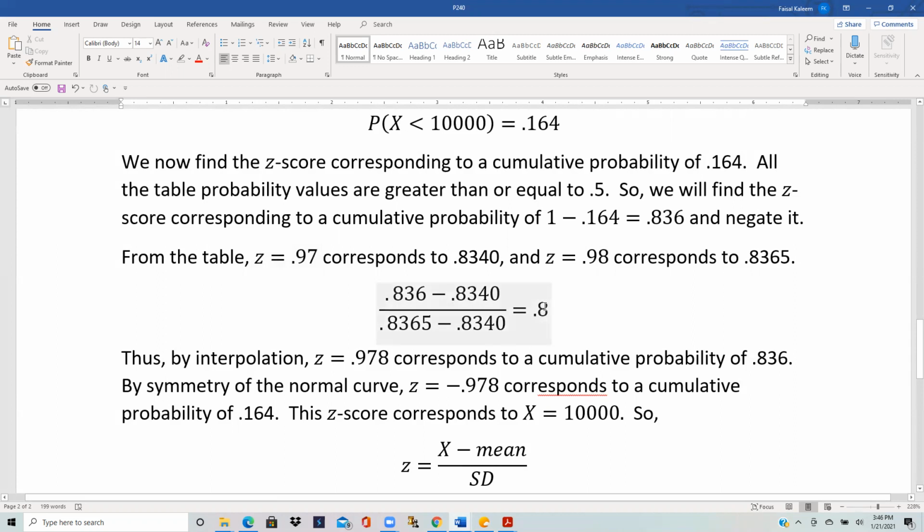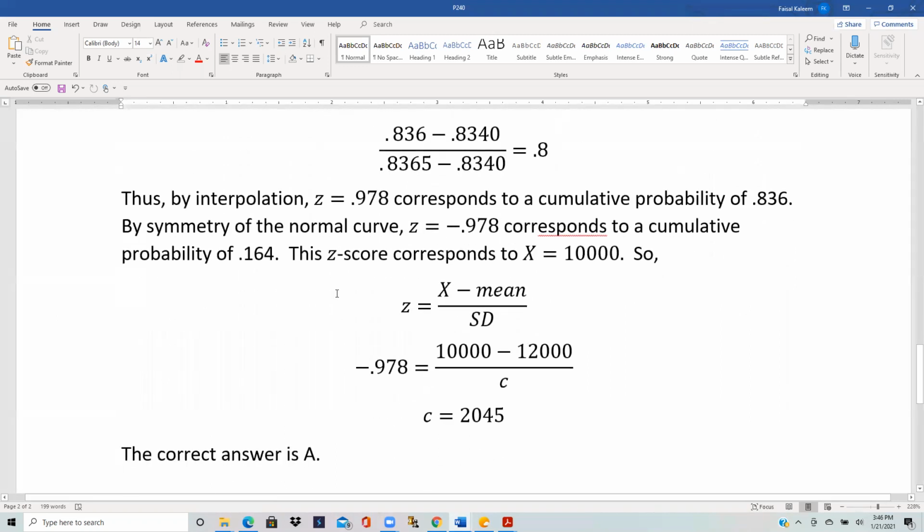Or in a way, you can think that if you find this expression to one decimal place, that gives you the third decimal place in the lower z value. So 0.978 is the z value that corresponds to 0.836. But remember, we were looking for 0.164. So that's the complement. And that means you negate this z value, come to the other side of the normal curve. So z equal to negative 0.978 is the value that corresponds to a cumulative probability of 0.164.